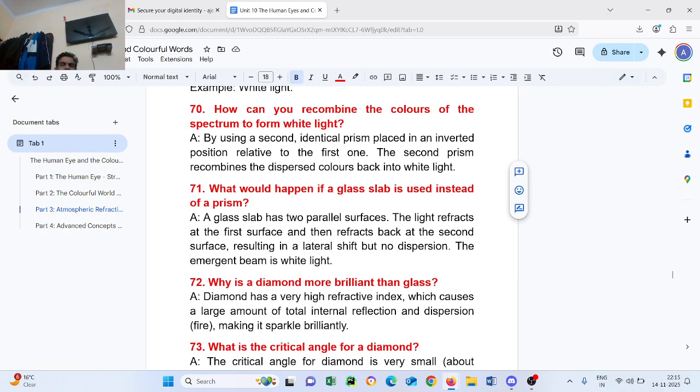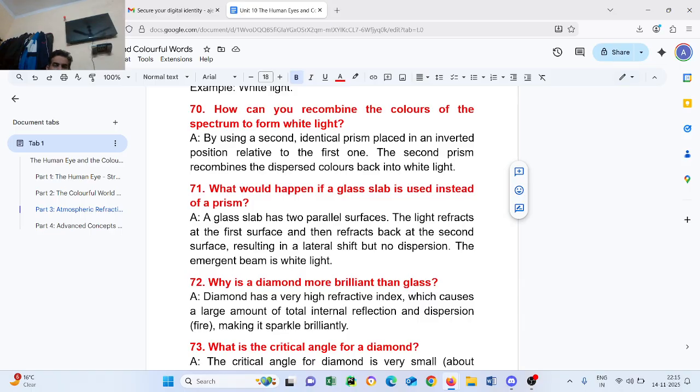Question number 71. What would happen if a glass slab is used instead of a prism? A glass slab has two parallel surfaces. The light refracts at the first surface and then refracts back at the second surface, resulting in a lateral shift but no dispersion. The emergent beam is white light.